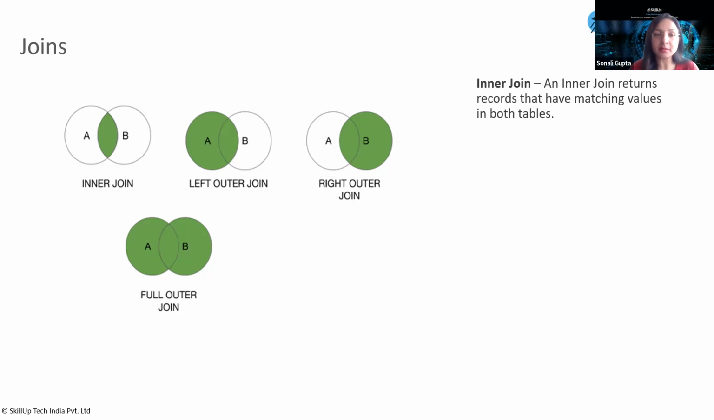So can anybody tell me what happens in the left outer join? Let's see. What does it do when we talk about left outer join? I think the Venn diagram on your screen gives you a fair idea of what left outer join does. Anybody in the chat?